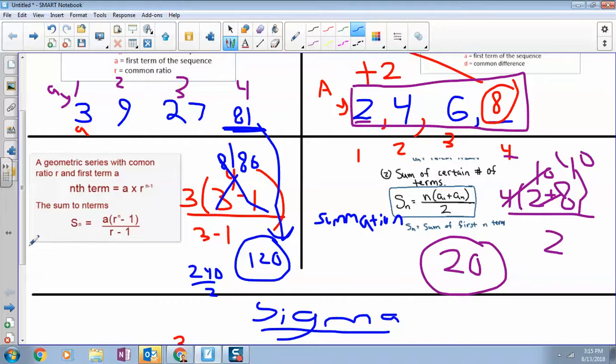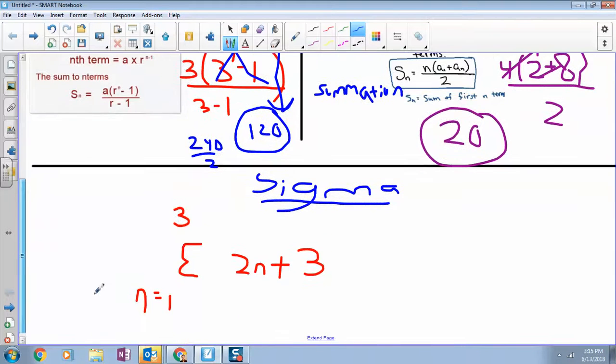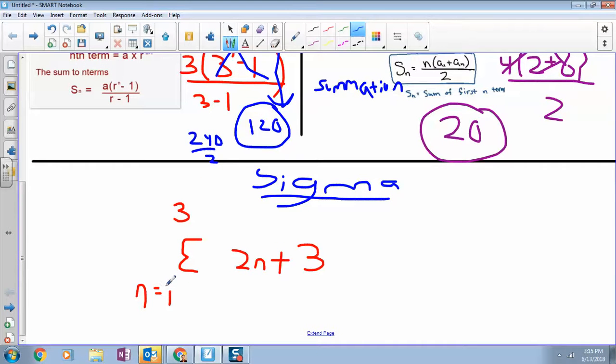Alright, so then the last thing we got to go over is sigma. The way you do sigma is very simple. It's this weird looking E. Alright, all this means is plug in 1 and then keep plugging in until you get to 3 and add together all the values. So this one is a really basic example again. So it would look like this. First I plug in 1. So 2 times 1 plus 3. So 2 plus 3 is 5.